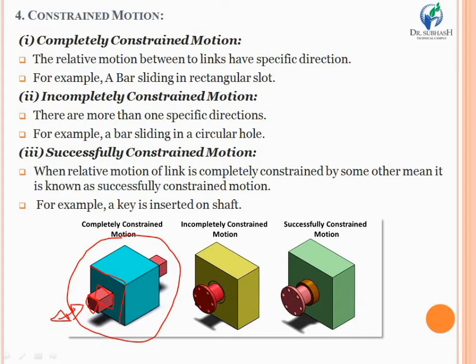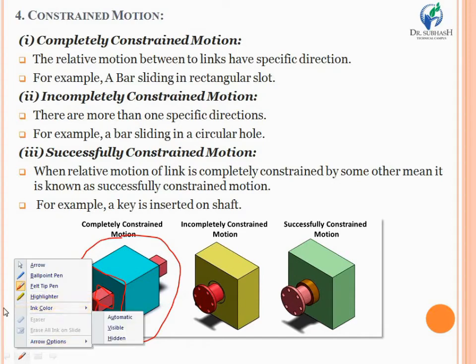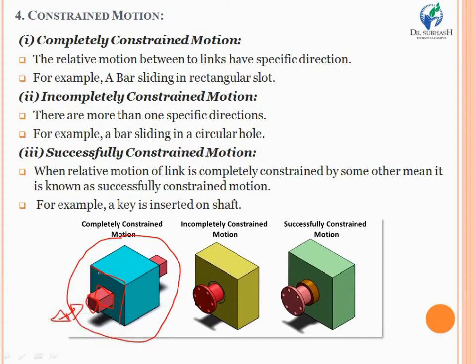Now after that, the second type of motion, that is incompletely constrained motion. When two links are connected in such a manner that their relative motion can take place in more than one direction, of course it will be known as incompletely constrained motion. Now you just have to replace the square bar that was inserted in the case of completely constrained motion. Now insert a circular shaft in a circular hole of the same box.